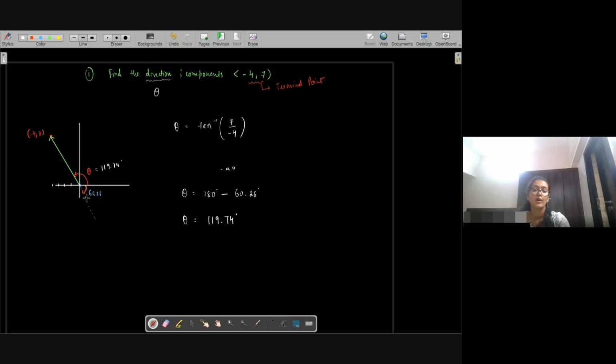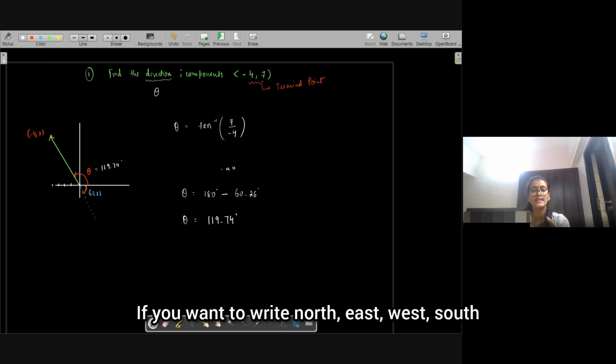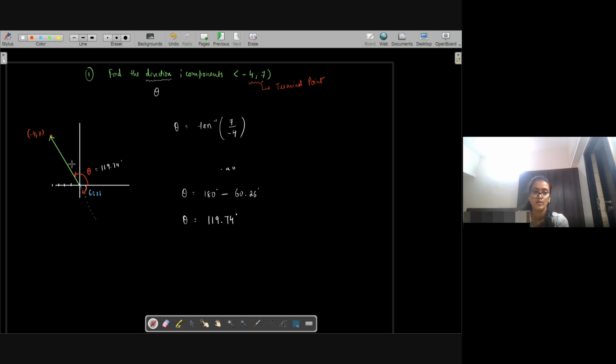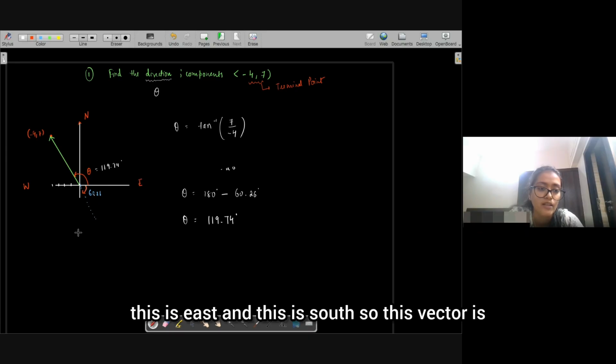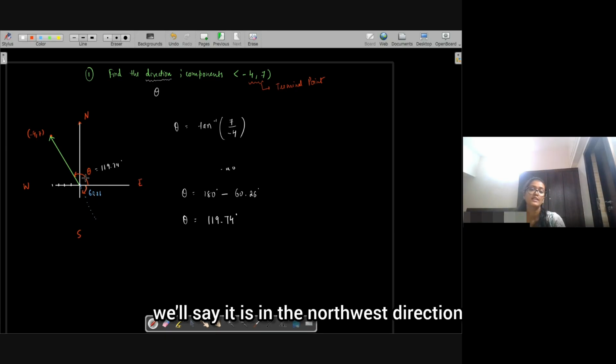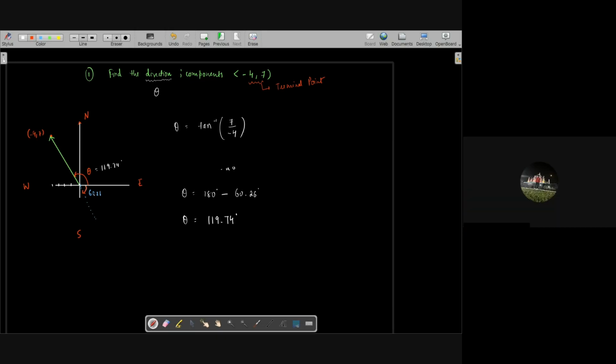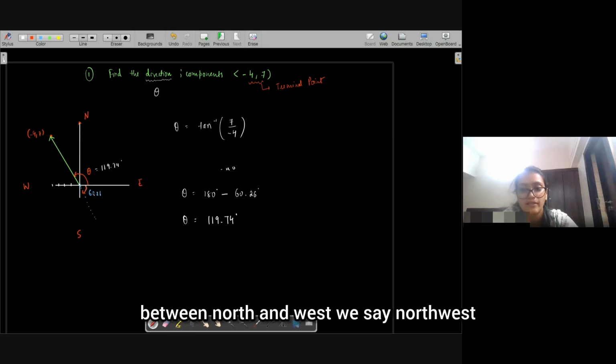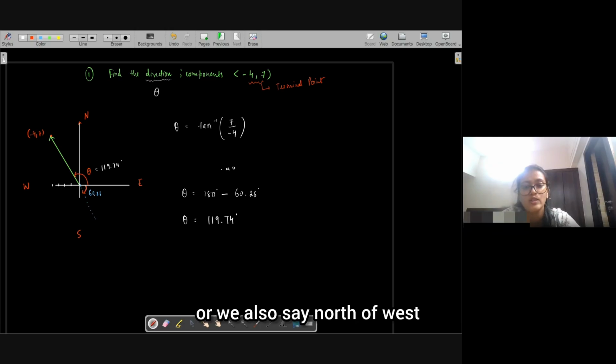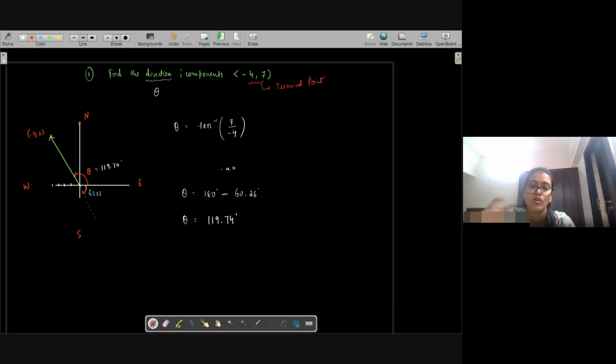And one more thing is, if you want to write north, east, west, south, this direction is this, you know that this is north and this is west, this is east and this is south. So this vector is in the northwest direction. Between north and west, we say northwest, or we also say north of west.